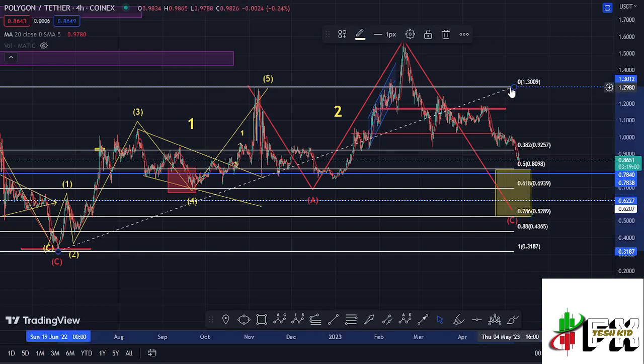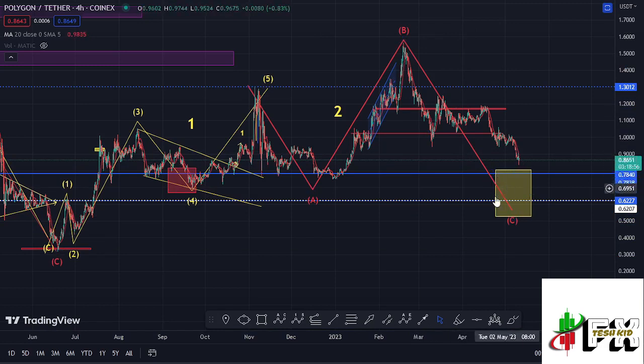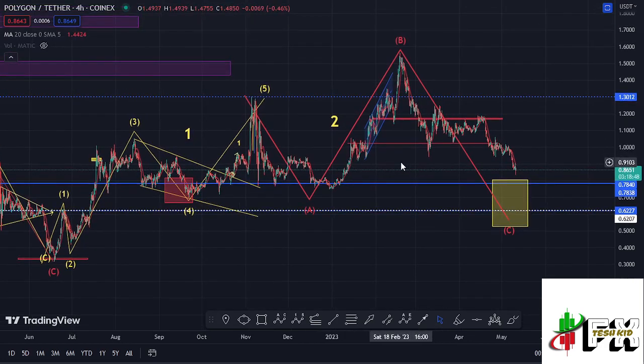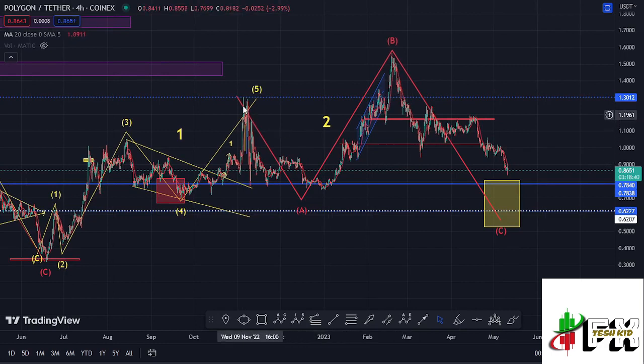And it is within this yellow target area that I'm expecting Polygon Matic to put in place the low for this second wave. And because of the corrective nature in the formation of that wave 2, I have also been expecting to see an ABC corrective structure also play out, where we have this ABC corrective structure where I'm terming this as the wave A.